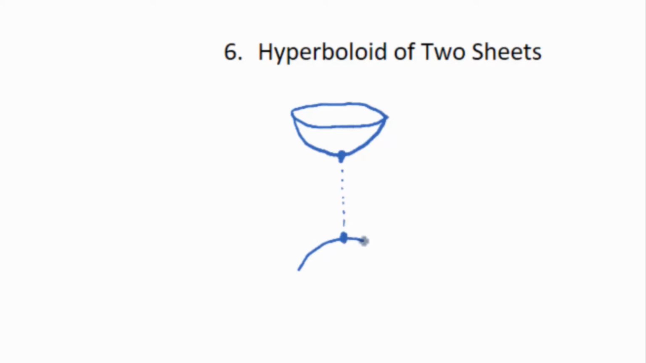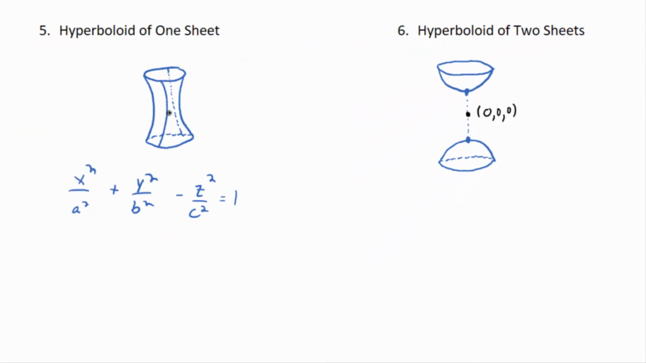Again, I'm not giving you details yet. I'm just giving you the big picture, so don't stress. The origin would be right here in the middle. Over here on this one, by the way, the origin would be right there, kind of in the middle of the thing, too. And this guy would have equation something like z squared over c squared minus, let's use a, x squared over a squared minus y squared over b squared equals 1.